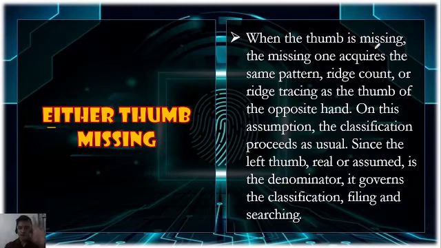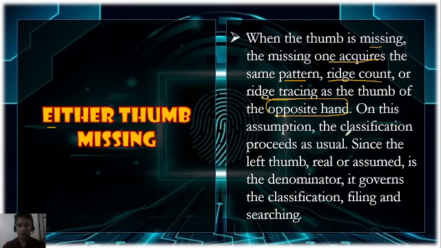Sabi dito, when the thumb is missing, the missing one acquires the same pattern as the thumb of the opposite hand. Same pattern, whether that is loop or whorl. I-adapt. Ridge count is same pa rin and same ridge tracing pa rin. Parehas lang po. On this assumption, the classification proceeds as usual. So, proceeds pa rin yung classification natin. Since the left thumb, real or assumed? Real, or existing naman talaga yung fingerprint pattern sa thumb. Or assumed, or in other words, inassume natin yung pattern ng opposite hand. Still, it is the denominator. It still governs the classification, filing, and searching.